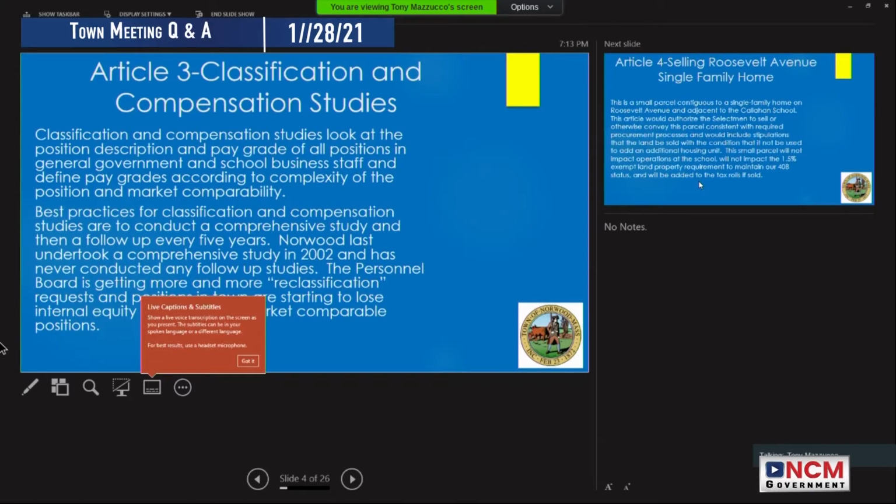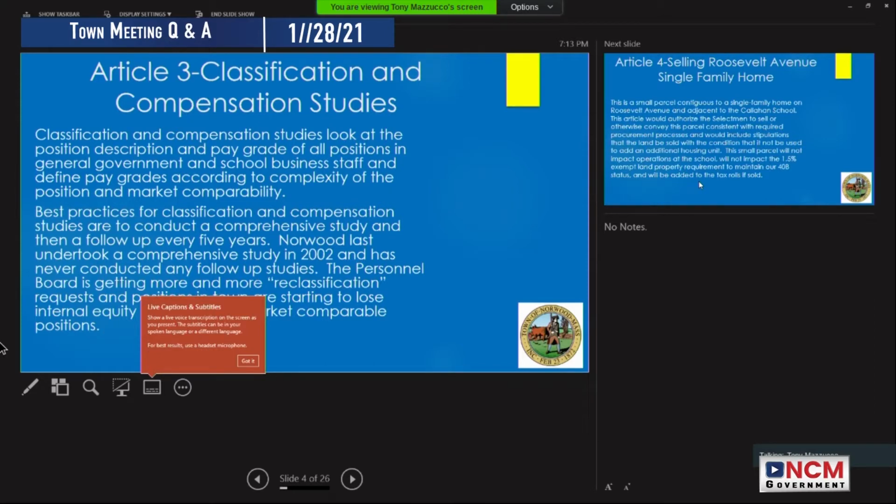The last time we did this was 2002. So our pay grade system has become a little bit out of whack. And the recommendation is when you do one, you actually follow it up every 5 years. The idea being that it lists out here's where positions should be, here's what their pay rates should be. It doesn't mean anyone gets a raise, and it doesn't mean anyone loses money. But over time, you're working to make sure that you have internal equity with your positions and comparable pay for market positions.